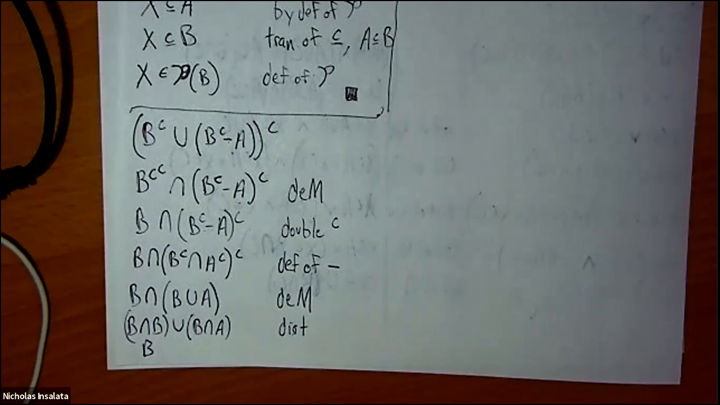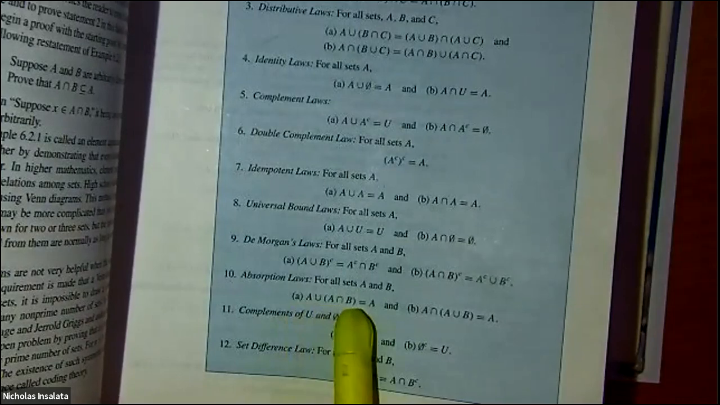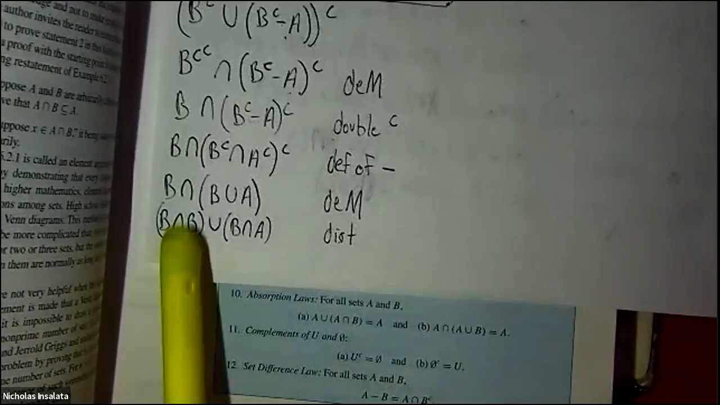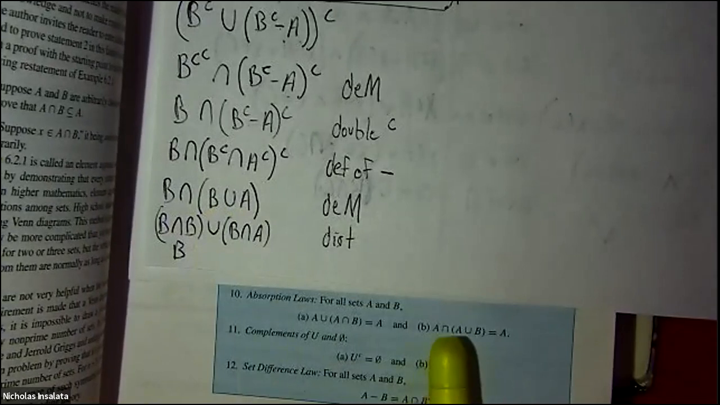Is that just the absorption law? So let's look. Here's the absorption law. Sorry, bring this book over. Okay, so here are the absorption laws, right? We've got A union A intersect B equals A, or A intersect A union B equals A. Well, we have the A's and B's switched here, right? We have B intersect B union A, but it doesn't matter if they're switched, that's fine. I've still got something intersect that same thing union something else equals the original.